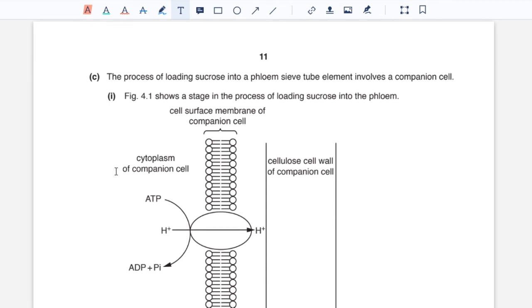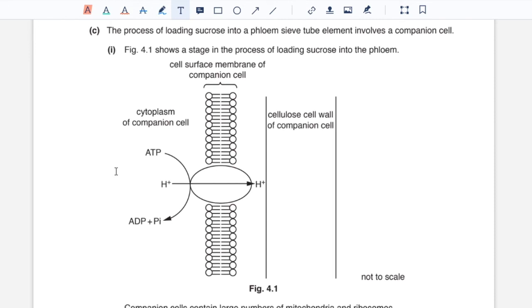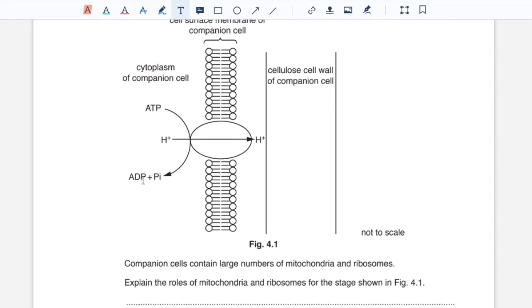C. The process of loading sucrose into a phloem sieve tube element involves a companion cell. Figure 4.1 shows a stage in the process of loading sucrose into the phloem. So you've got the cell surface membrane of the companion cell and its cellulose cell wall. In this step, the hydrogen ions are transported from the cytoplasm into the cellulose cell wall against their concentration gradient by active transport. So it requires ATP molecules to provide the energy.